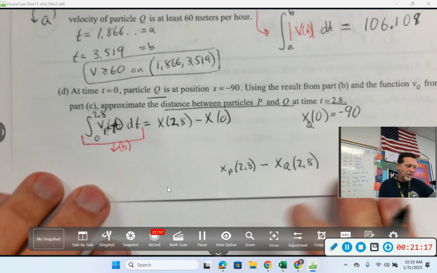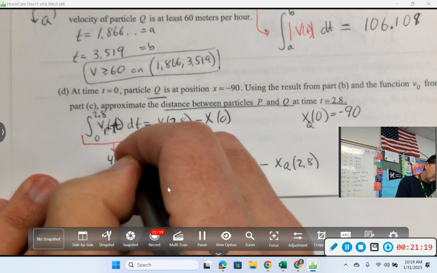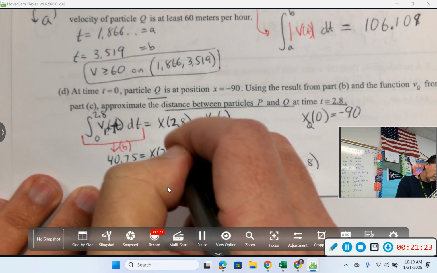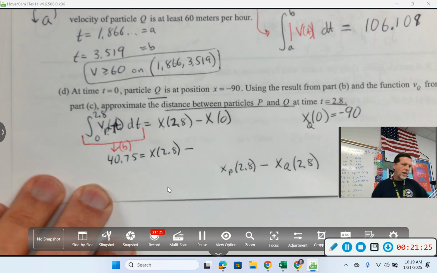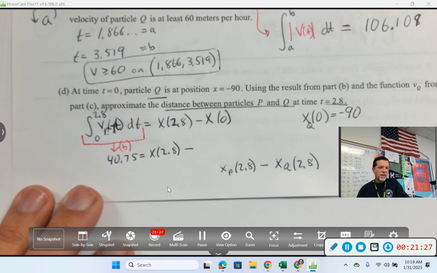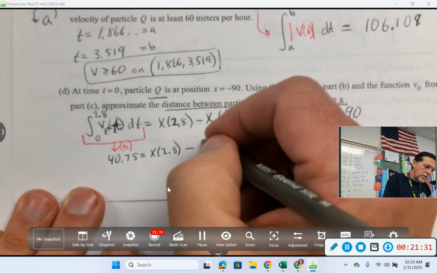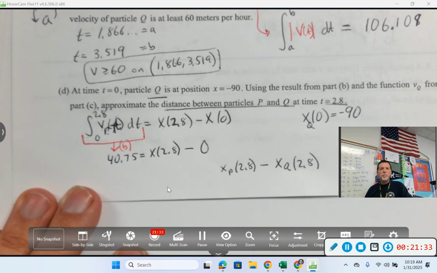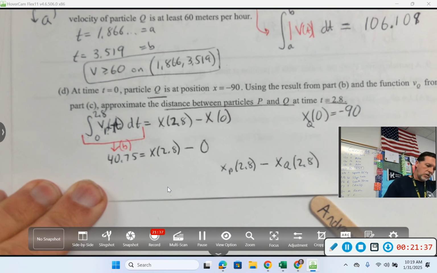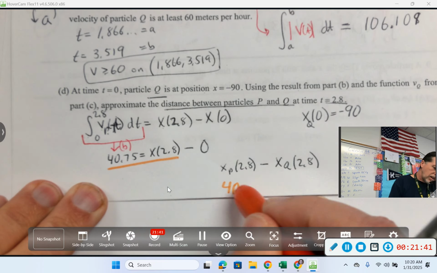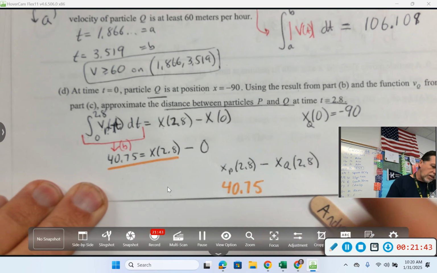Back to part D. So 40.75 equals x of 2.8. X of 0 they gave me, that was like 20 minutes ago when we saw that. But x of 0 is 0. Okay, so now we know x of 2.8 is 40.75.